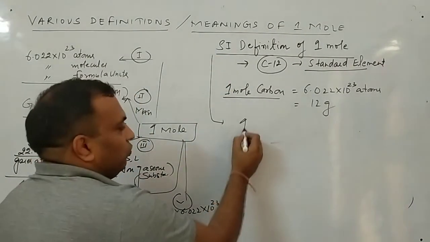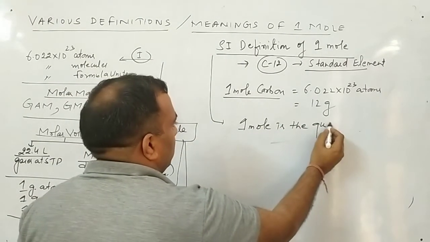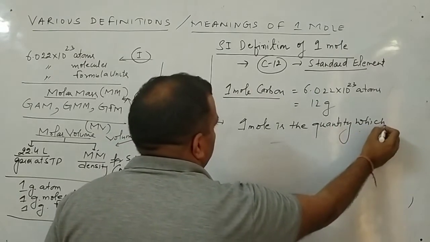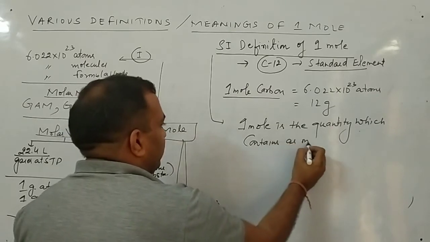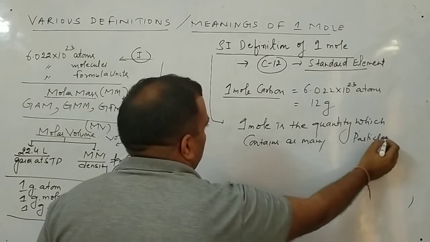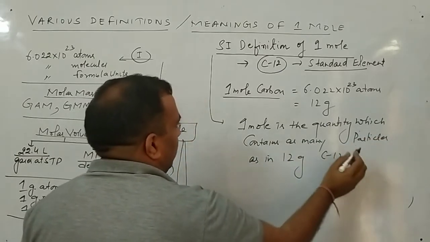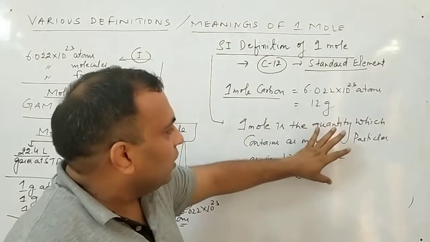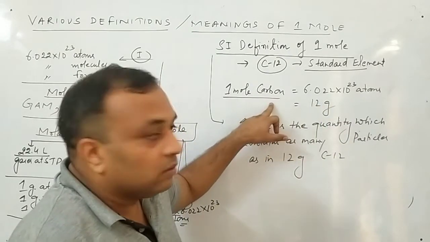First I write, 1 mole is the quantity which contains as many particles as in 12 gram of carbon 12. What is the meaning? He says that 1 mole is a quantity which is equal to the particles in 12 gram of carbon.